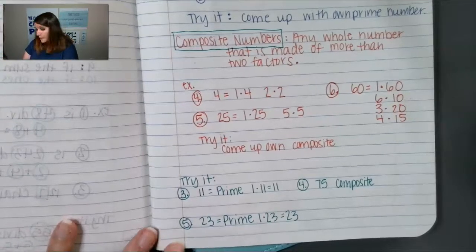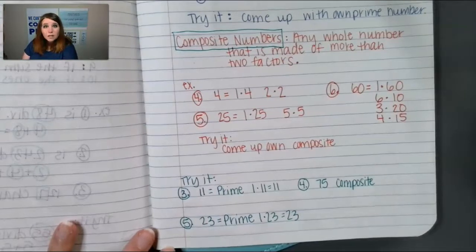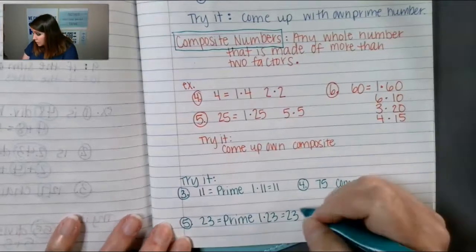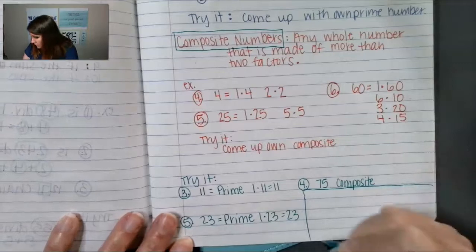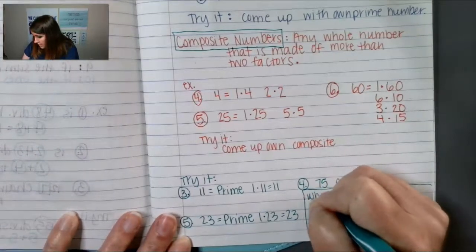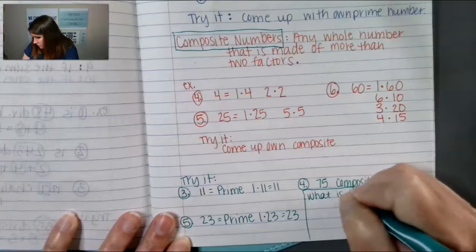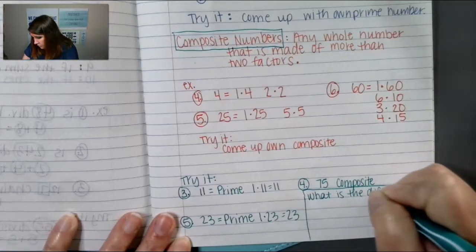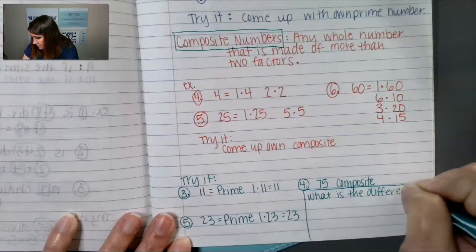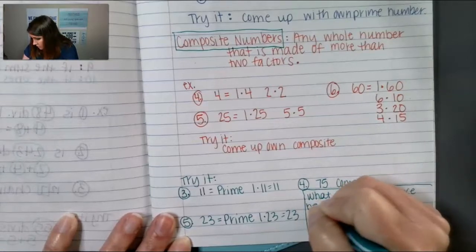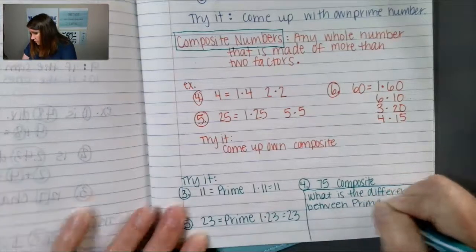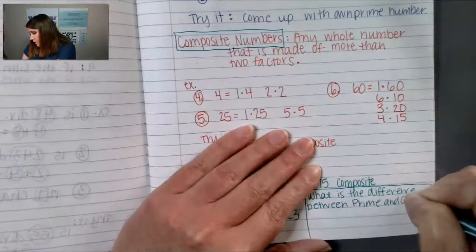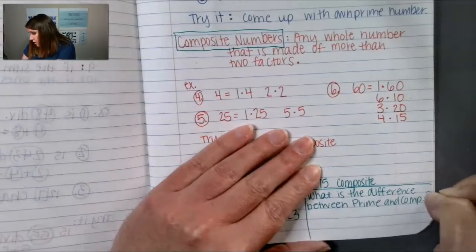Okay, so now off to the side, I want you to tell me what is the difference between a prime number and a composite number. So in your own words, I want you to explain to me somewhere on your paper, what is the difference between prime and composite, so that we know that you've hit your learning target today.